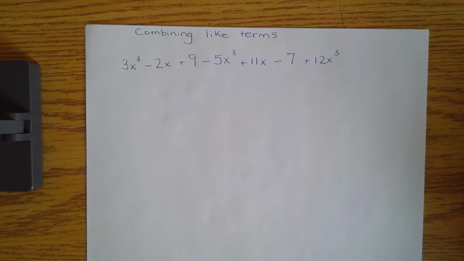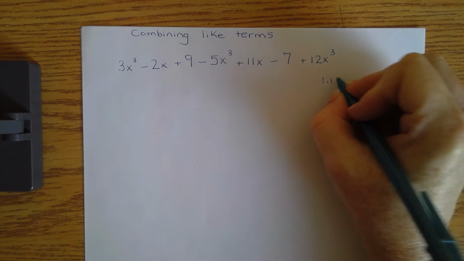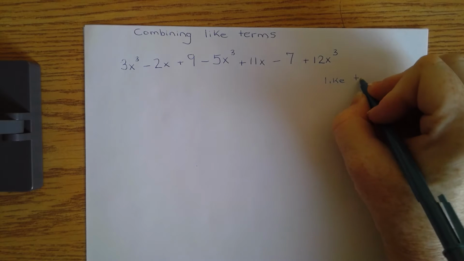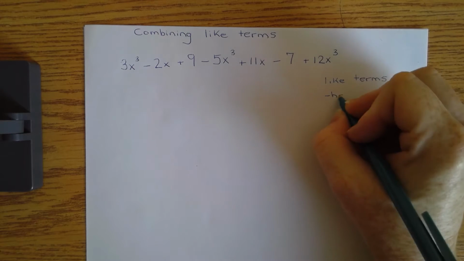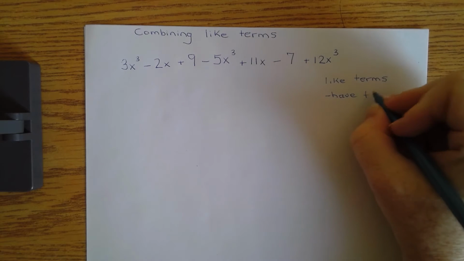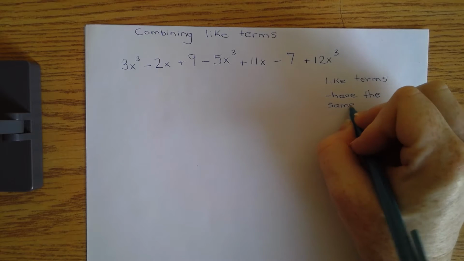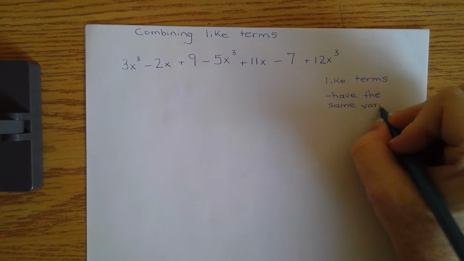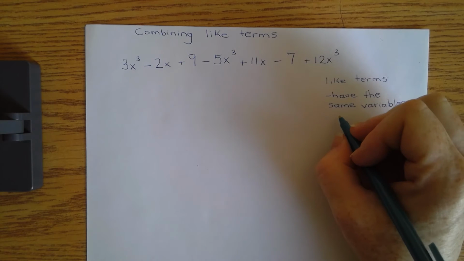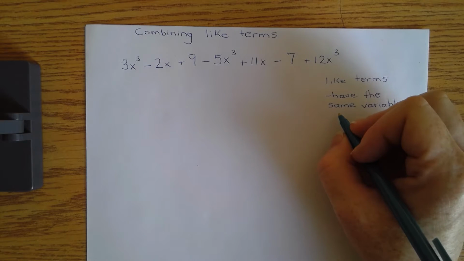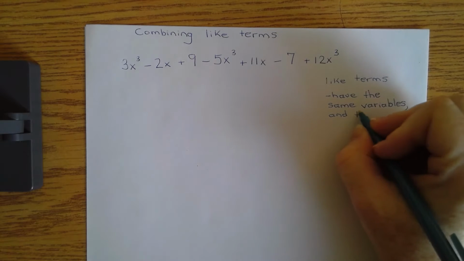If you remember the definition of a like term, when we're talking about like terms, we are talking about terms that have the same variables, and their variables have the same exponents. So x and x cubed are not like terms, but x cubed and x cubed are like terms. They have the same variables, and the variables have the same exponents.